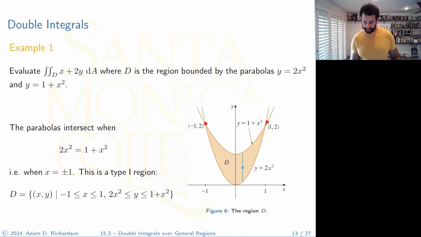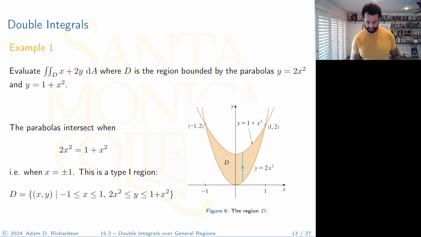Now, their points of intersection are right here. How would we find that algebraically? They just intersect when these two things are equal. And then when you solve for x, you get that x is plus or minus 1. And then that will allow you to find the y value of 2 in this case.